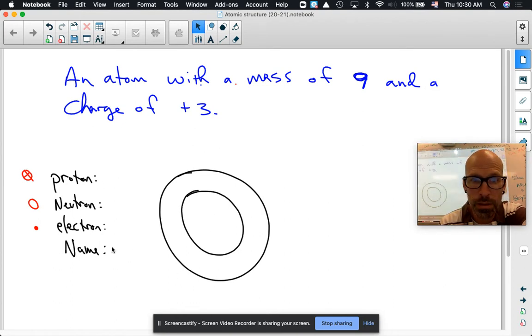Now, you can name it. You have options, so you can name it what you want to, based on the number of, hopefully you know this, the number of protons that are going to determine which element you're using for this. But it also has to have a charge of +3, and 9 for the mass. So you only have so many options. So what you should do then, you should try this.